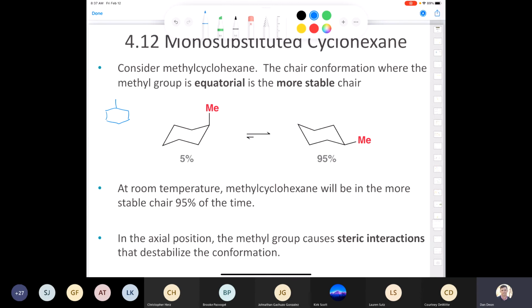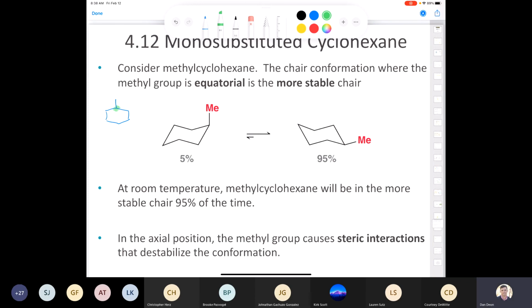Well, now you know that this carbon has an equatorial position and it has an axial position, doesn't it? Yeah, absolutely it does. Well, you see that when you study both chair conformations, you'll see that at room temperature, the methyl cyclohexane, where the methyl group is in the equatorial position, is more stable.